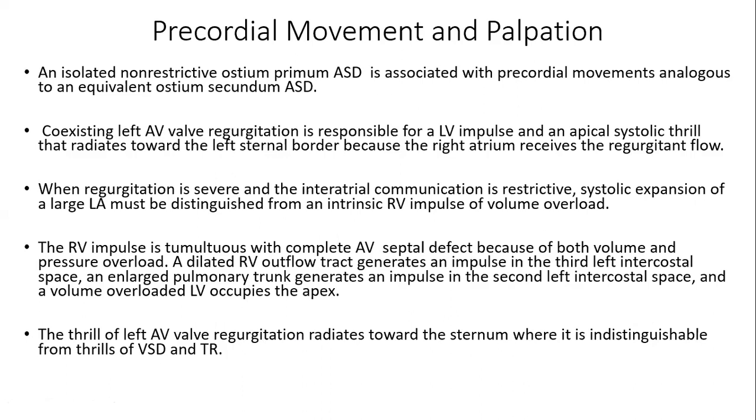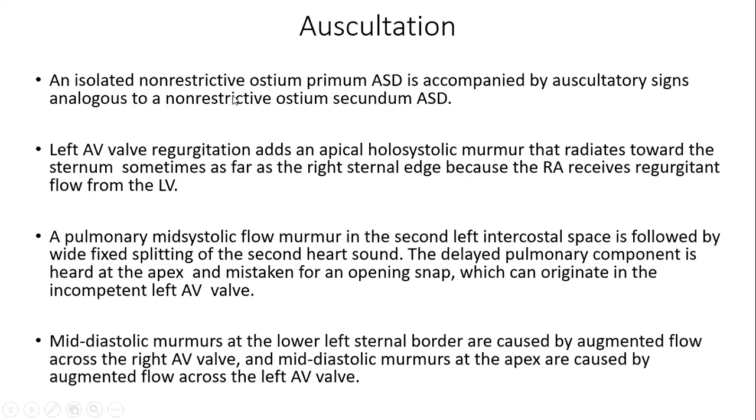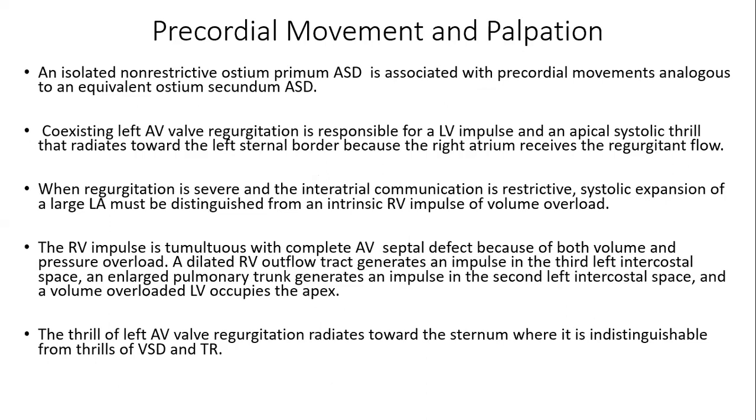So VSD mixes along with the AV regurgitation movement. In the precordial movement, if it is a large primum ASD, all the features of ASD would be there. You cannot differentiate clinically a large ASD, except that there are subtle findings on ECG which come between a large ASD and an isolated primum ASD. If there is a significant left AV valve regurgitation, then you will find left-sided features in the form of a murmur and a thrill at the apex.